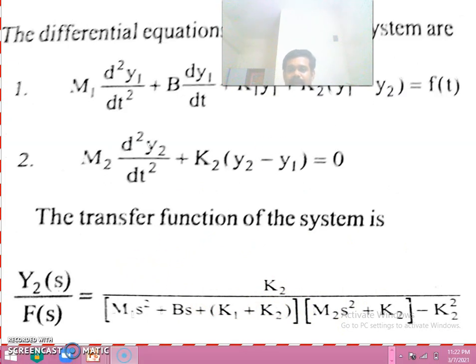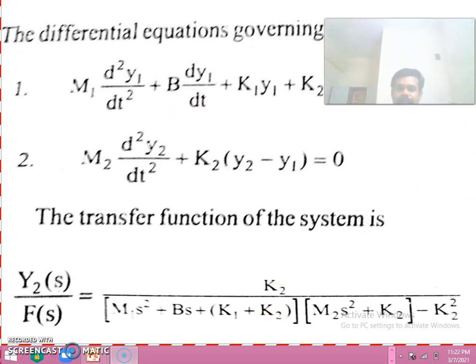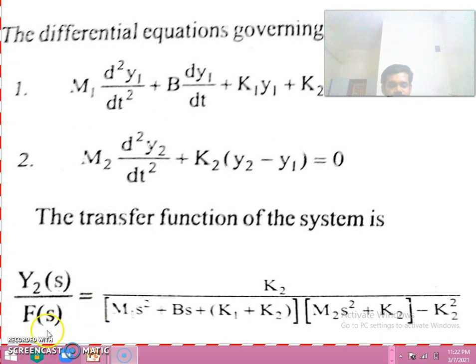So finally we are going to write the solution. We are writing the two differential equations that we have got by applying Newton's second law, and after applying Laplace transform we are getting the transfer function. Okay. So this is the solution to that problem.